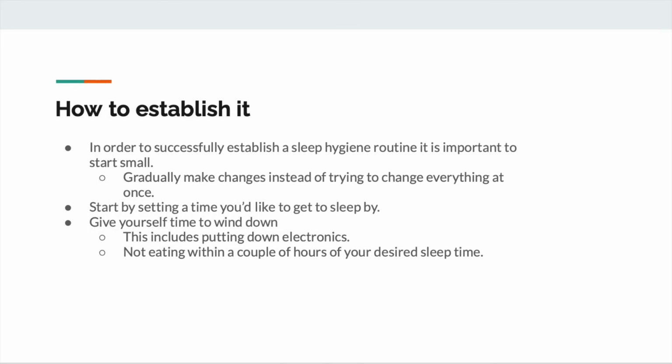Now that you have a better understanding of what sleep hygiene is and why it's so important, we have to talk about how to establish it. So, in order to successfully establish a sleep hygiene routine, it is important to start small. Gradually make changes instead of trying to change everything at once. This can look like gradually changing your sleep time by 1 or 2 hours.